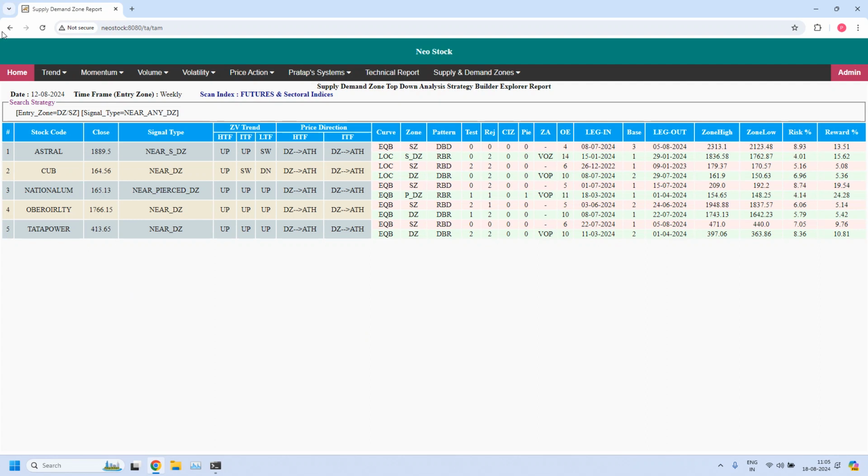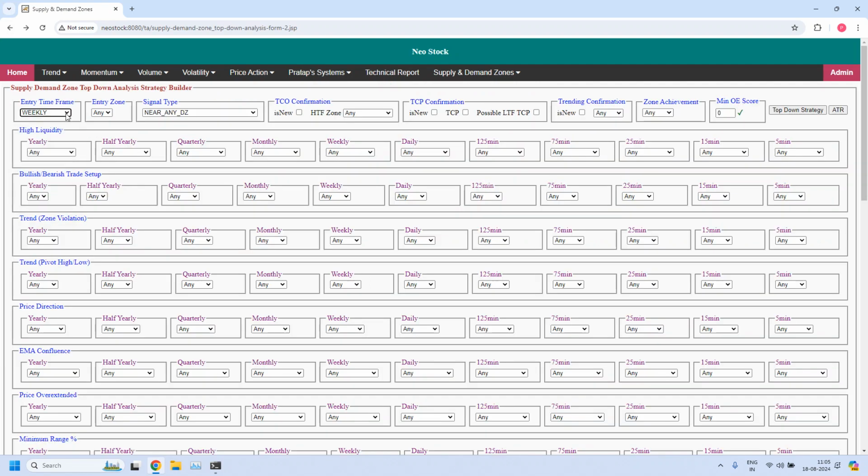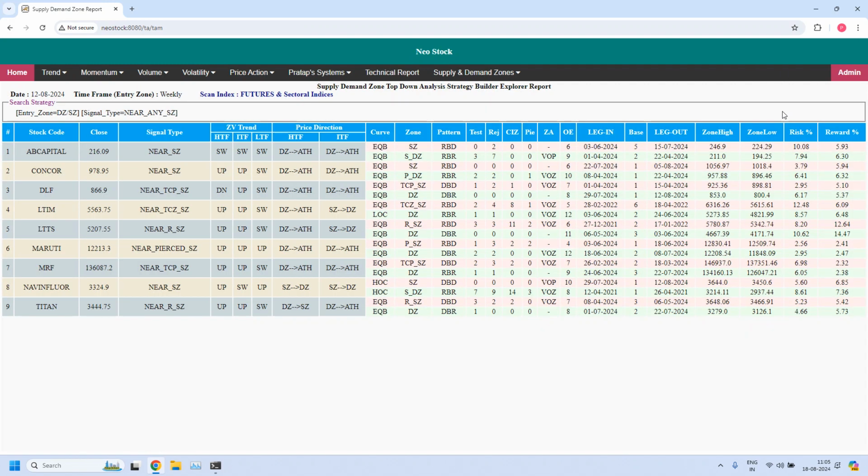Okay, the next report I am going to generate for the weekly time frame: let us find the stocks near the weekly supply zone. 9 stocks are filtered near the weekly supply zone.